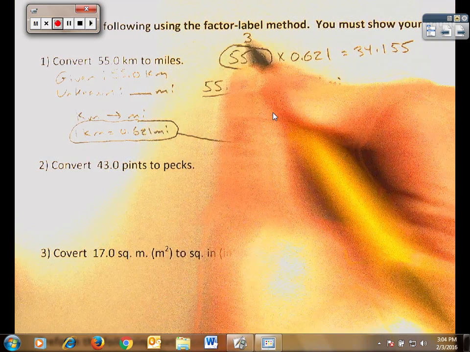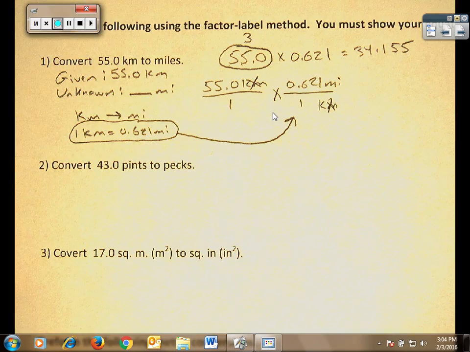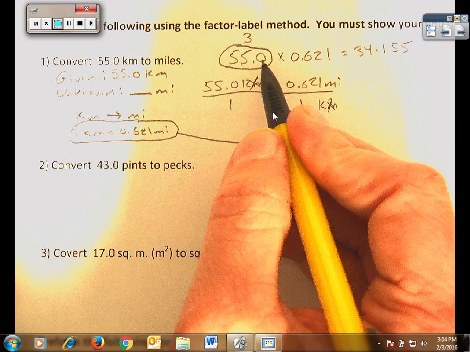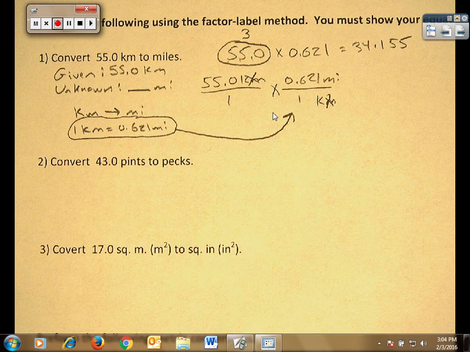55.0 has 3 significant figures. The 5 and the 5, the non-zero integers, always count. Trailing zeros count if you have a decimal point. So there's 3 significant figures there.